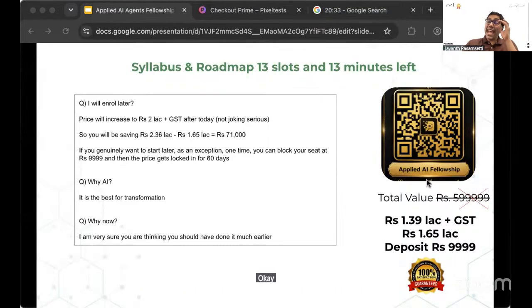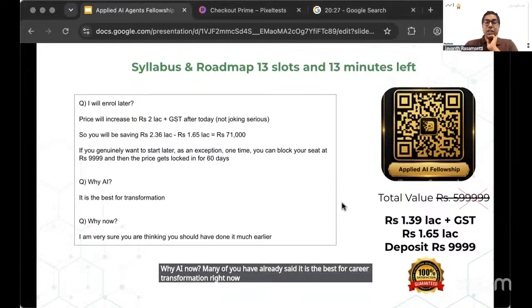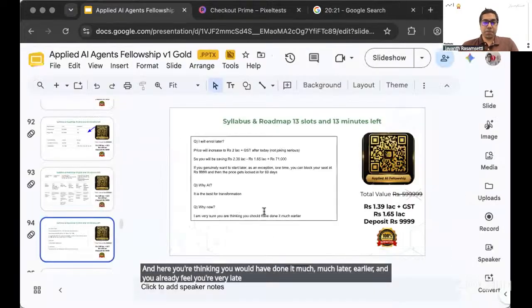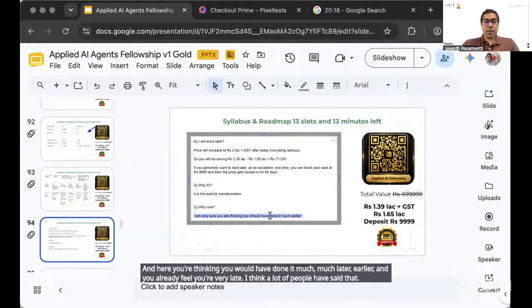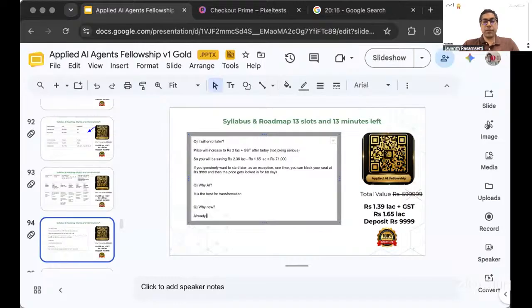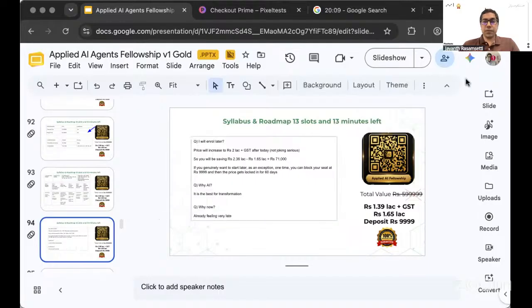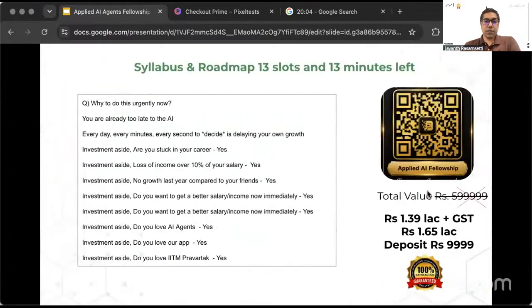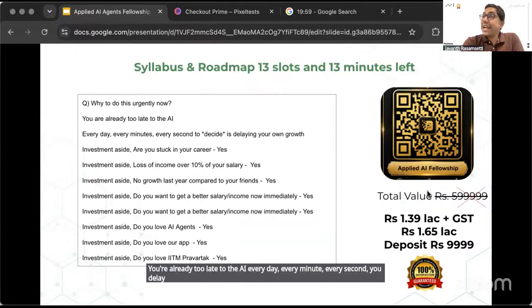Why AI now? Many of you have already said it is the best for career transformation right now. I'm sure you're thinking you would have done it much earlier, and you already feel you're very late. I think a lot of people have said that. Why do this urgently? You're already too late to AI. Every day, every minute, every second you delay is delaying your growth. Investment aside, let's answer these questions.